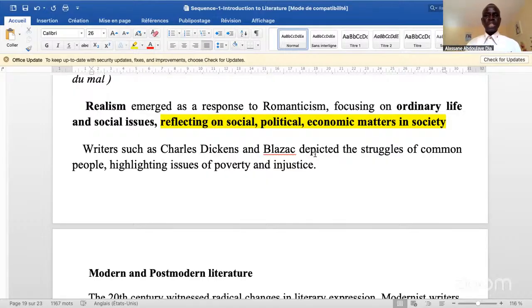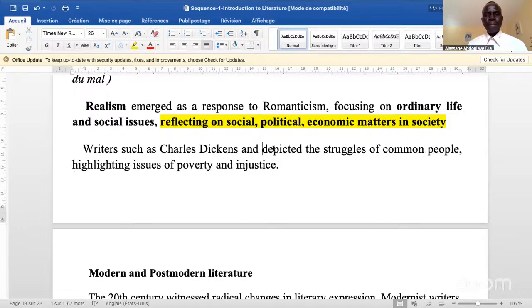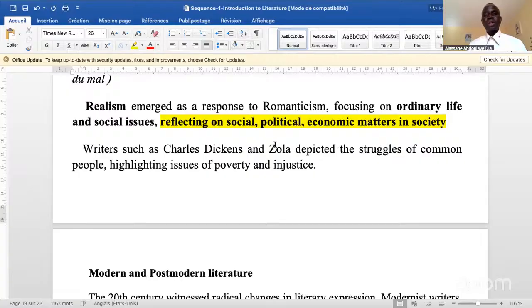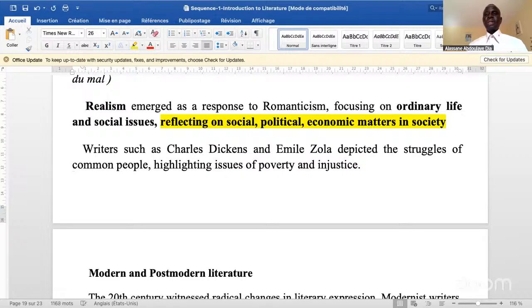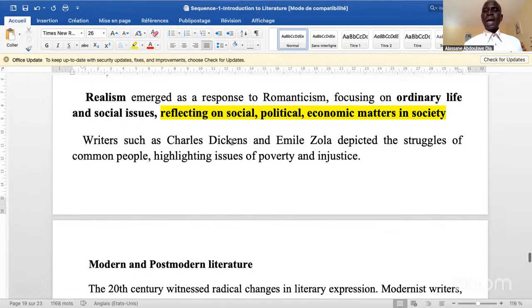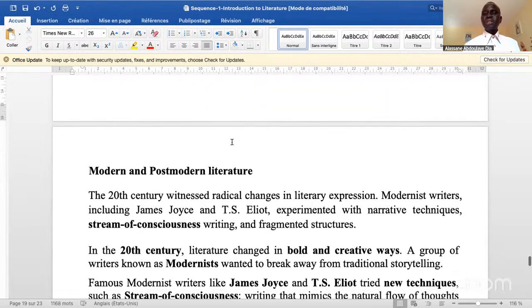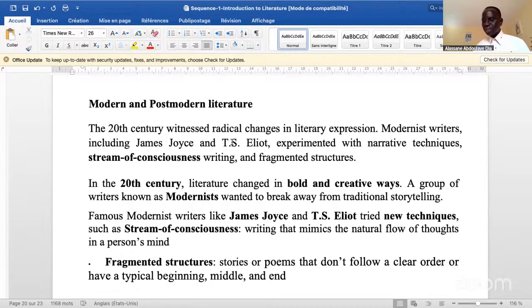What is a problem? It was a case of the Industrial Revolution or the Civil Wars, the American Civil War. Great writers wrote about the American Civil War, like Stephen Crane. Or the Spanish Civil War. Some writers wrote about that. Realism, Honoré de Balzac, okay? Or Émile Zola. Zola wrote something great about realism. So writers like Charles Dickens and Émile Zola depicted the struggles of common people, highlighting issues of poverty and injustice.